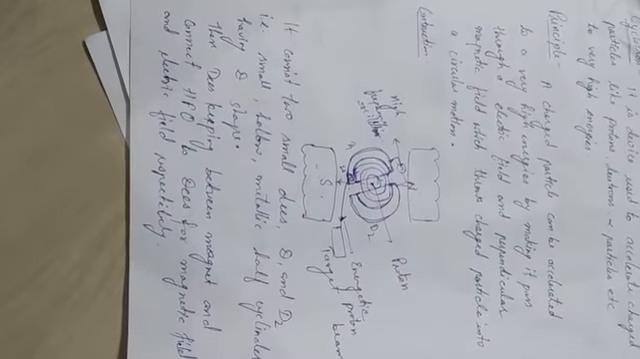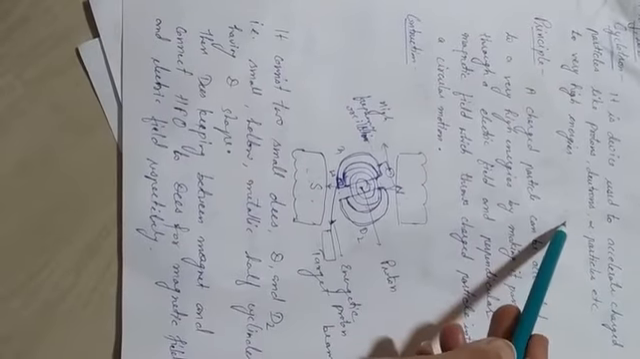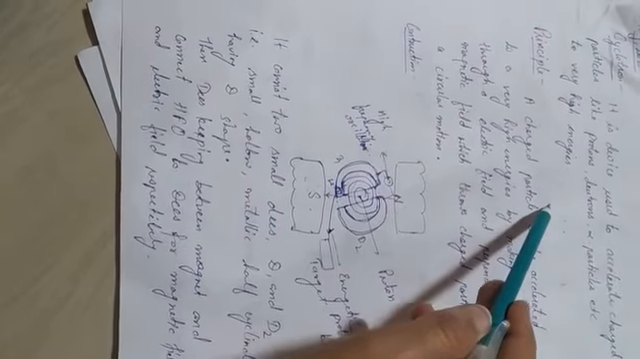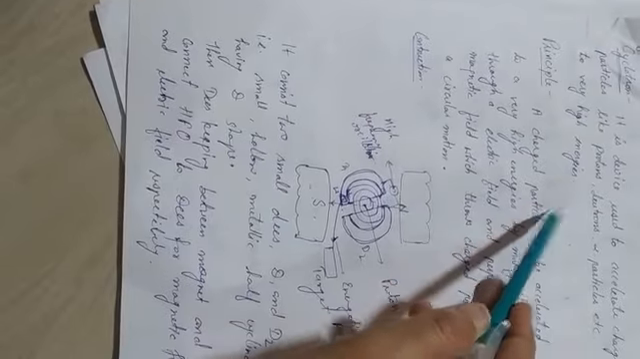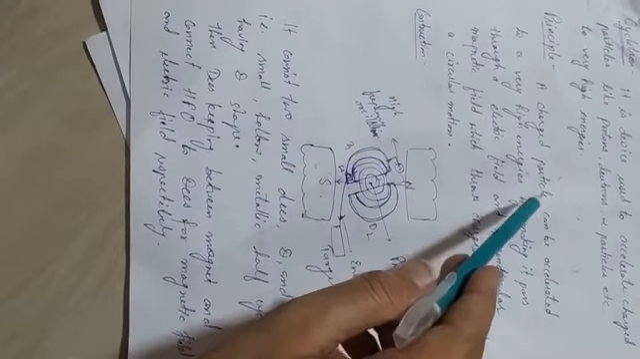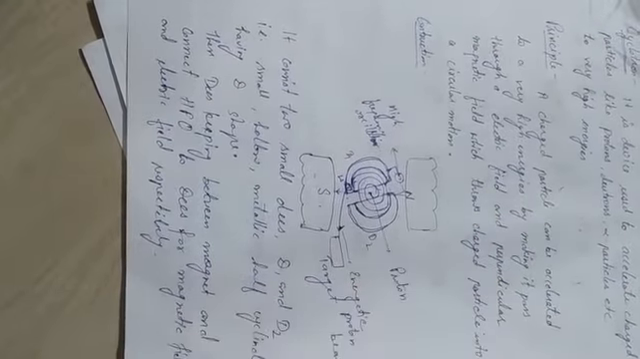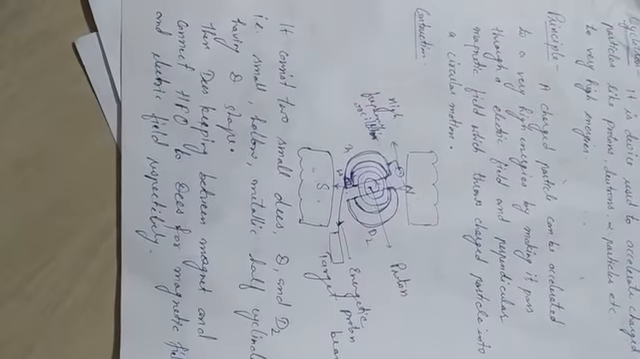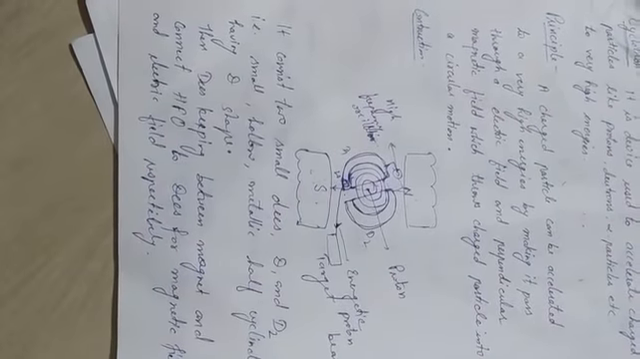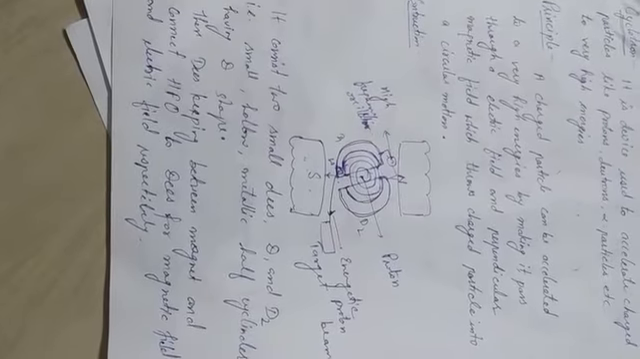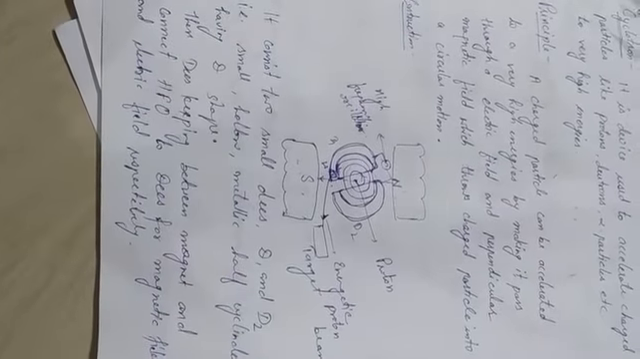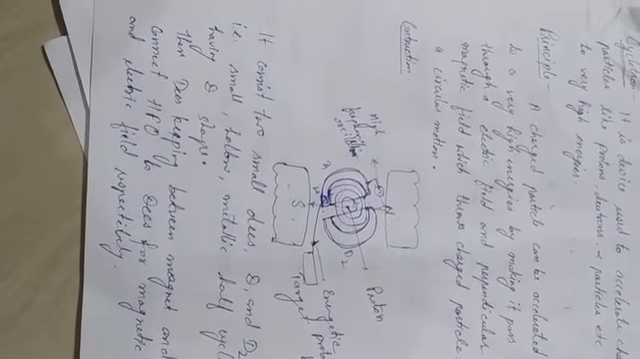Again I am telling you, the cyclotron is a device to accelerate charged particles like protons, alpha particles to high speed, to high energy. The principle is that a charged particle is accelerated to high speed by passing through an electric field and a magnetic field, and then it takes a circular path when kept inside an electromagnetic field.